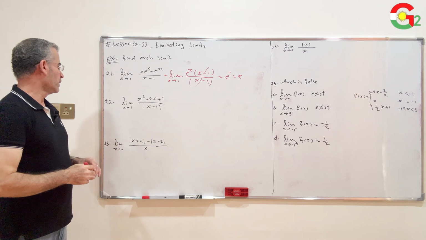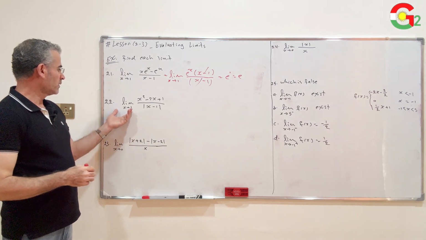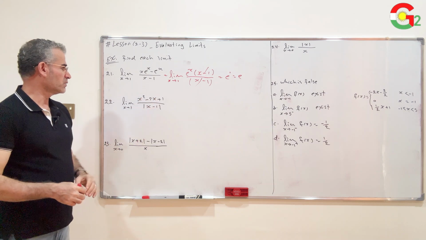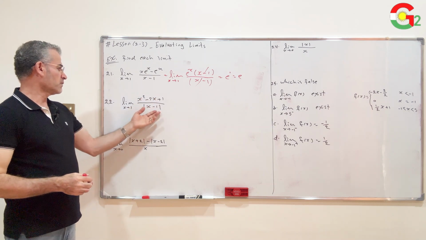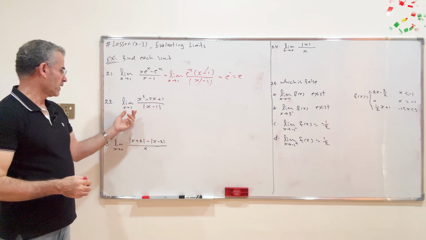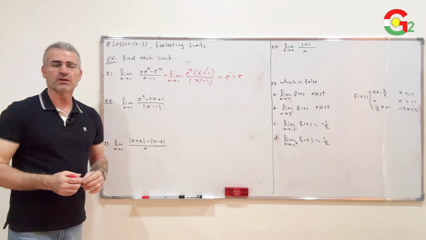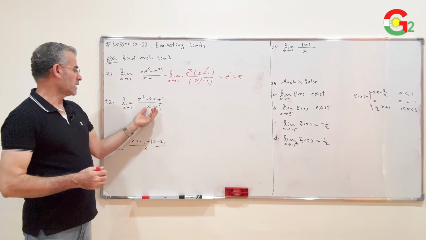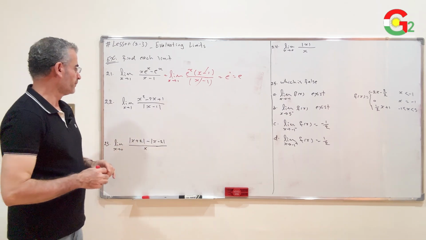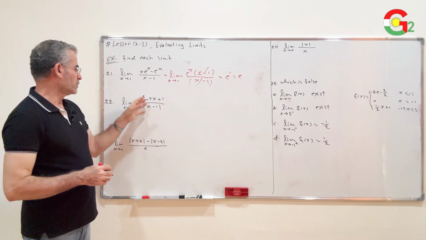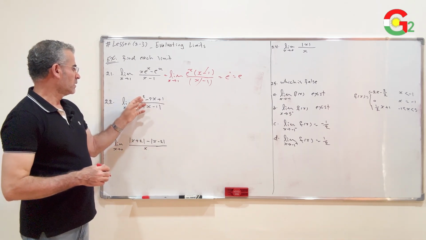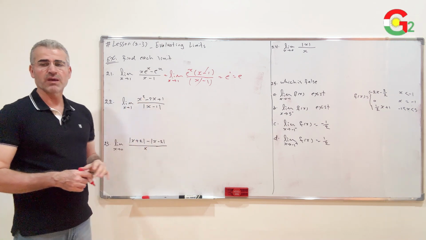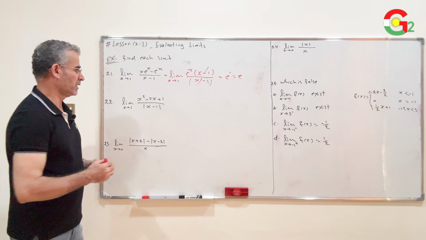Question number 22. Find the limit when x approaches 1 for the function (x² - 2x + 1) over the absolute value of x - 1. If we substitute 1 in the denominator, the answer is 0. Then we should analyze the numerator and remove the absolute value from the denominator.